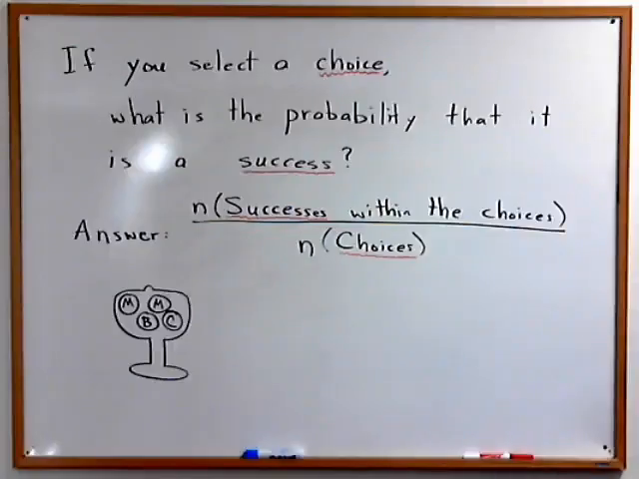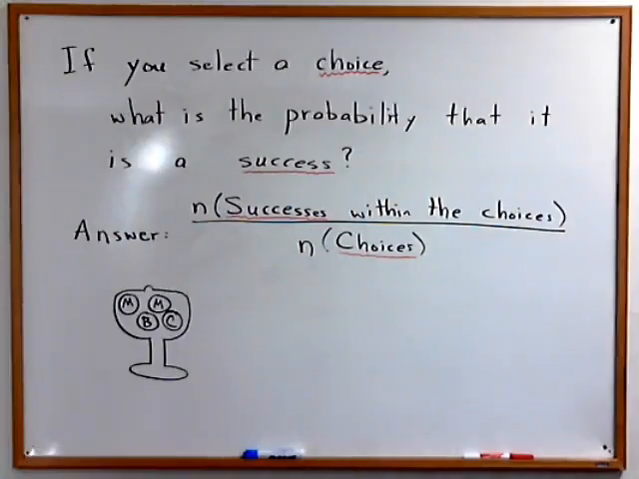The basic concept of probability involves finding a ratio between numbers of things, or a number of ways that things can happen. So the basic question posed in the abstract is, if you select a choice, what is the probability that it is a success? So in probability class, we basically treat everything like it's either a success or a failure.